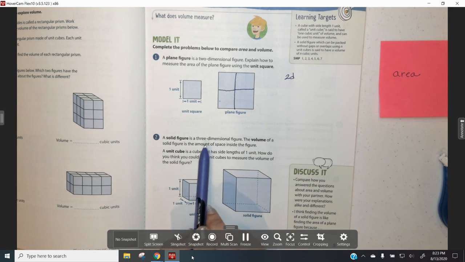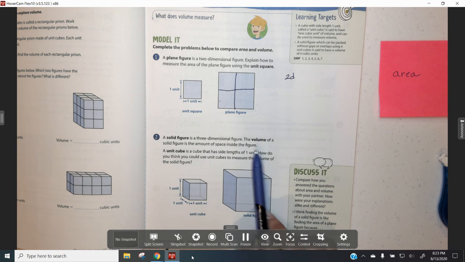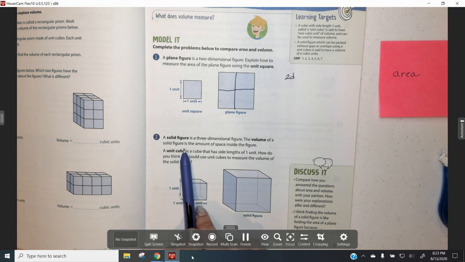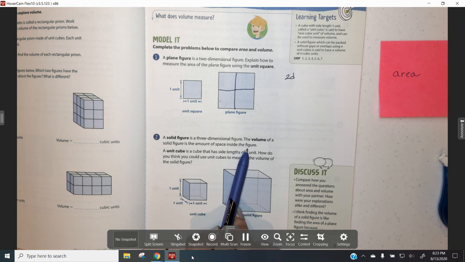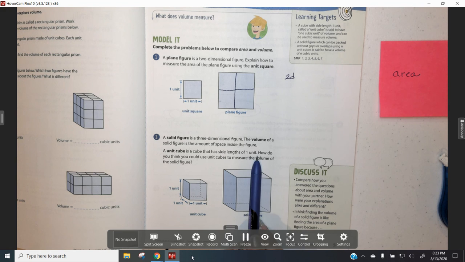Number 2 says, a solid figure is a three-dimensional figure. The volume of a solid figure is the amount of space inside the figure. A unit cube is a cube that has side lengths of 1 unit. How do you think you could use unit cubes to measure the volume of the solid figure? Go ahead and pause the video and write down how you think you could use unit cubes to fill the solid figure.